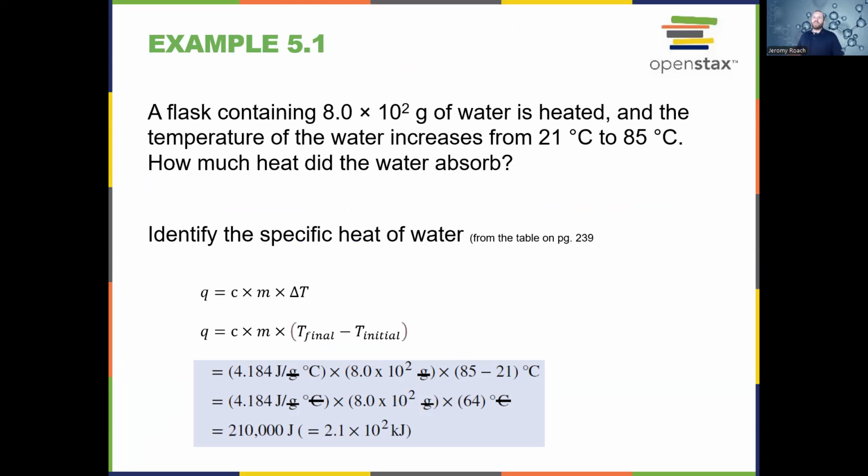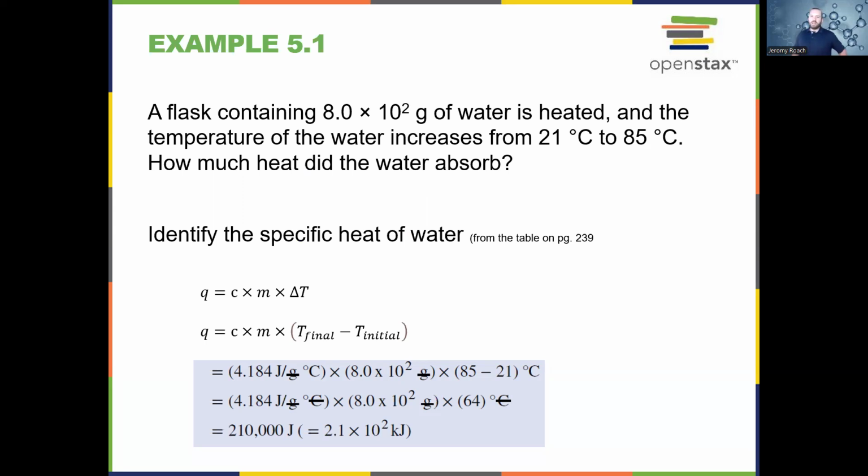All right, here is an example. So when we heat 800 grams of water from 21 degrees Celsius to 85 degrees Celsius, and this 8.0 times 10 to the 2, that's just 800. We just move this decimal place over 2 spaces. First, we want to find the specific heat of water. So you'll probably have to look that up in your book. And it equals, again, it was on the last slide there, 4.184 joules per gram degree Celsius.